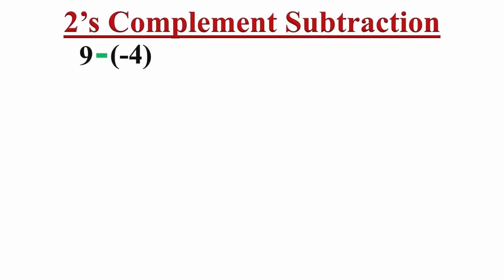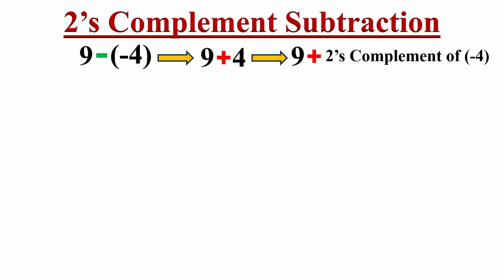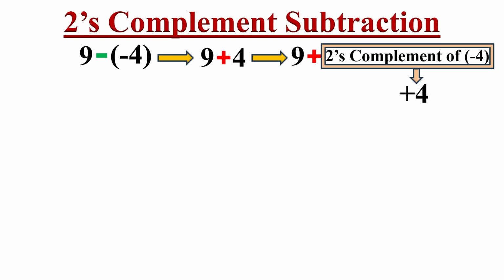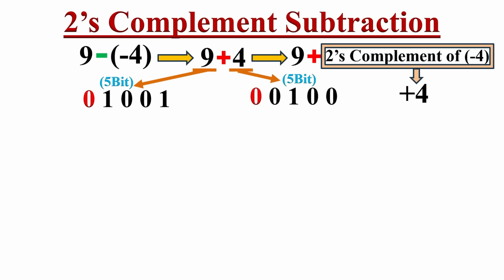Now let's solve one more example. Here we will subtract 9 minus minus 4, which is just equivalent to 9 plus 4. It is because 9 minus minus 4 is equivalent to 9 plus 2's complement of minus 4. And as we know, the 2's complement of a negative number is positive. So here 2's complement of minus 4 is equal to plus 4. So to perform subtraction, we need to add plus 9 with plus 4. So here plus 9 in 5-bit form is 01001 and plus 4 in 5-bit form is 00100.